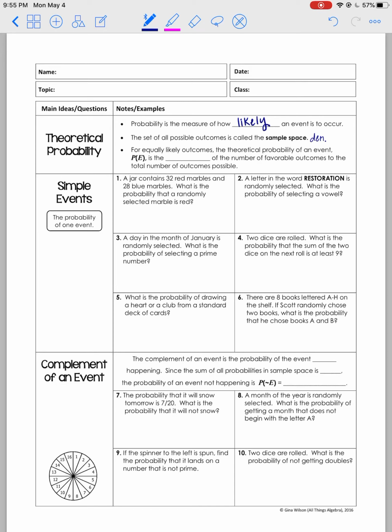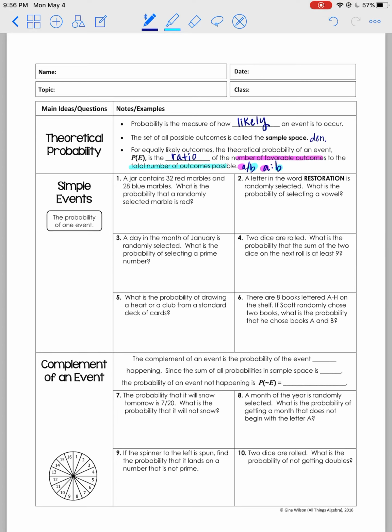So for equally likely outcomes, the theoretical probability of an event, P of E, is the ratio of the number of favorable outcomes to the total number of outcomes possible. That might sound confusing, but all it means is that it's a ratio, so we can express that as a fraction, right? We talked earlier this year about ratios and how we can write them like this or like this. Doesn't really matter. Where A is the number of favorable outcomes and B is the number of total outcomes possible.